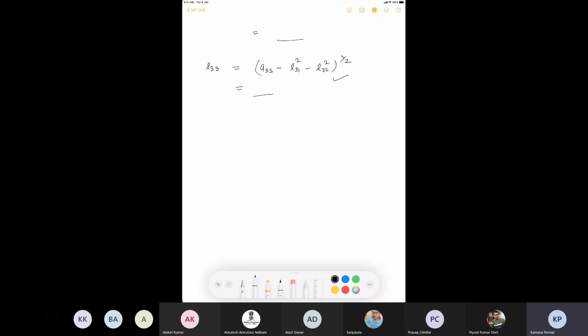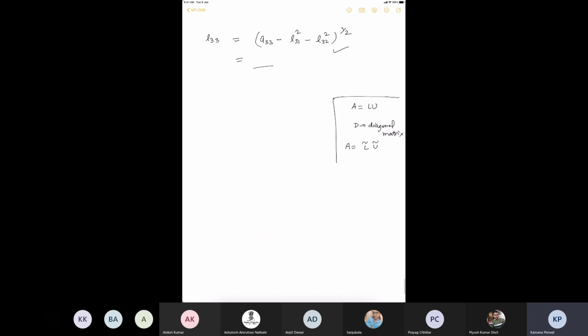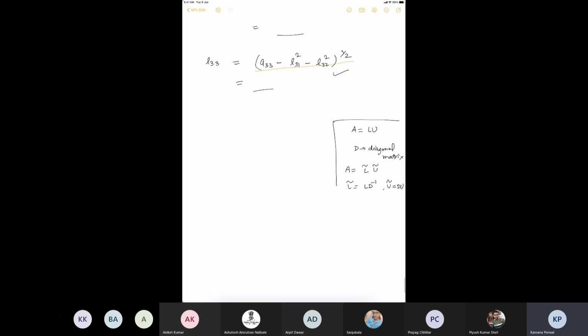Okay, so I'll just close it by discussing one last thing. If you recall, when we were discussing this LU decomposition of the matrix A, I remarked that this decomposition is not unique. That is, you take any diagonal matrix, then you can form a new decomposition of the matrix A by this L tilde and U tilde, where L tilde is nothing but L times D inverse and U tilde is D times U, right? So this decomposition was not unique.